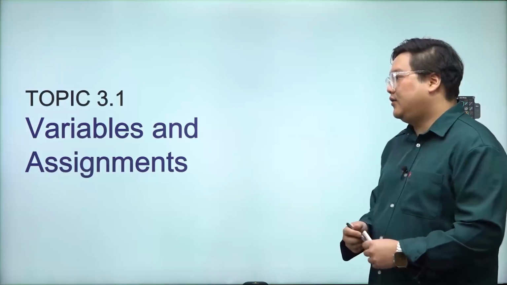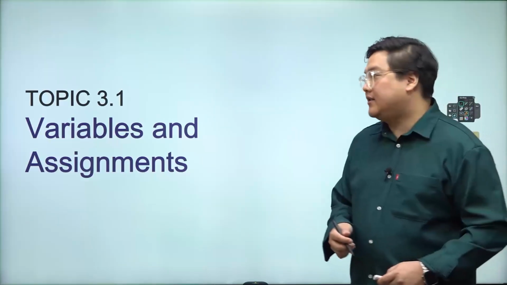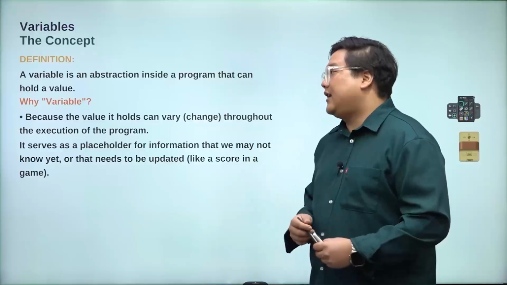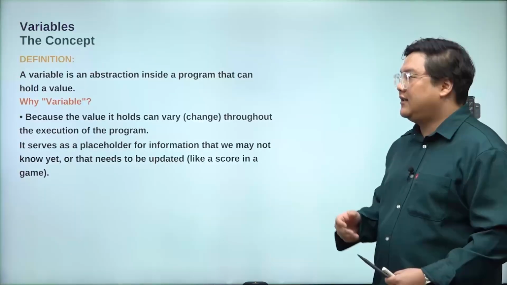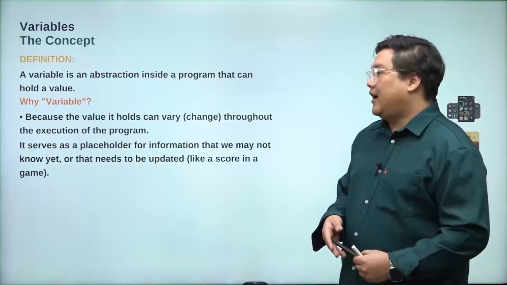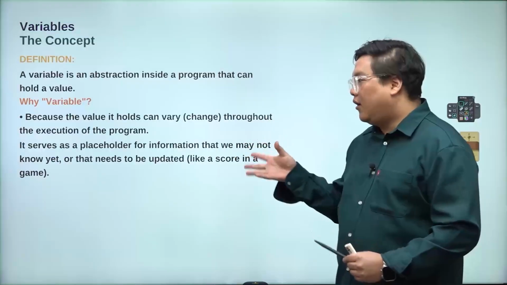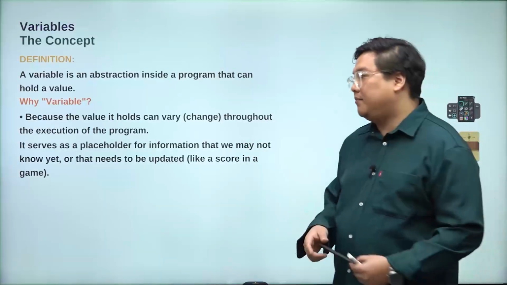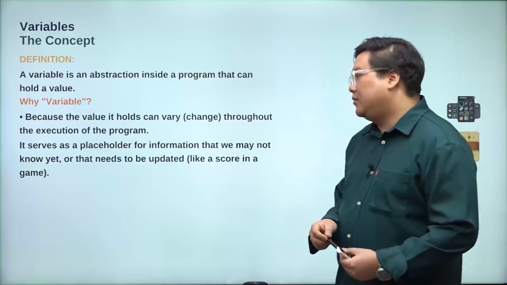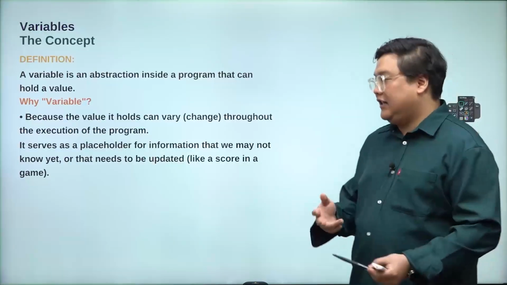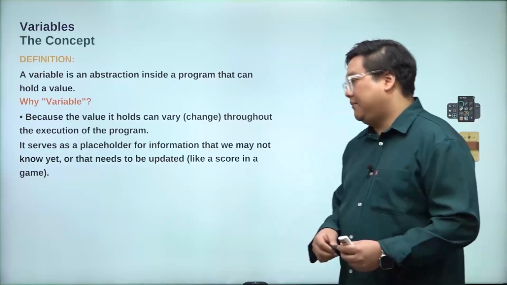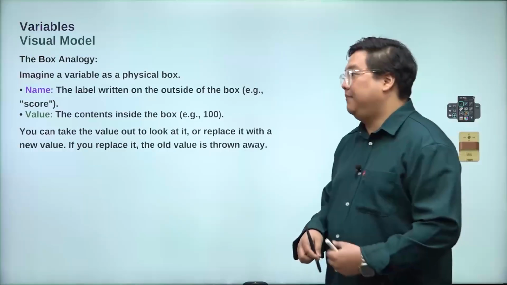So let's get right into 3.1, variables and assignments. So a variable is an abstraction inside a program that can hold a value, okay? Because the value it holds can vary throughout the execution of the program. It serves as a placeholder for information that we may not know yet or that needs to be updated, like a score in a game.